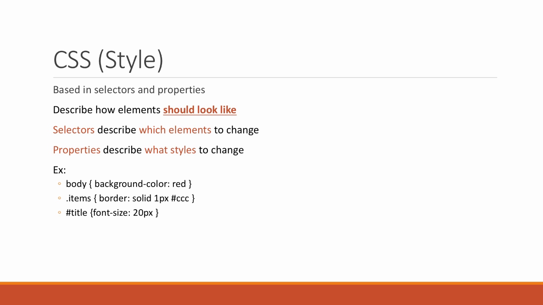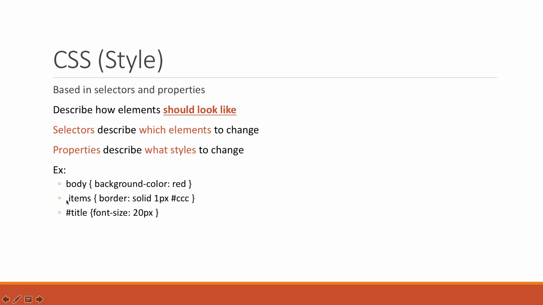So we have two main components. One is the selector, which tells the system which element should receive that style, should be updated. And we have the properties, which are actually the styles that we want to change. So for example, here we have the body, that is the selector. So this will select all the body tags. And we have the property background color with a value red. So this will change the background of the full body to red.